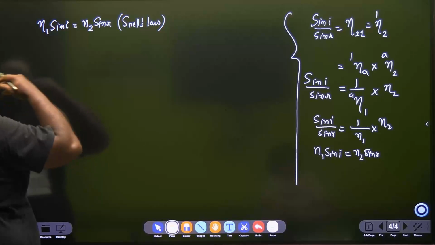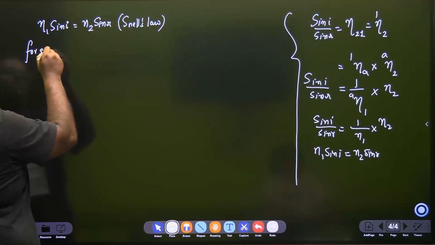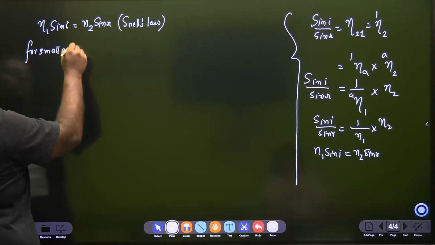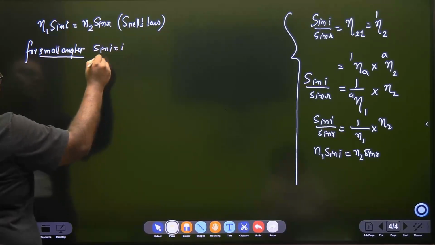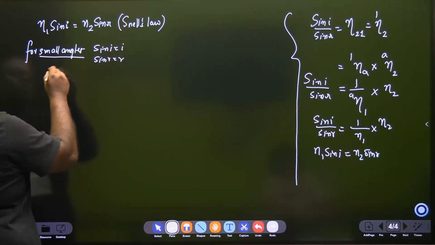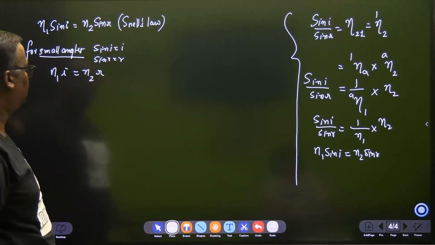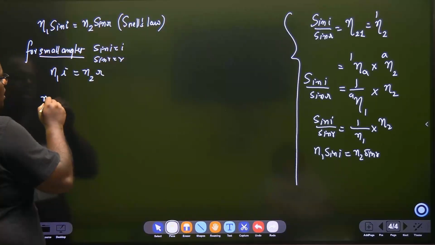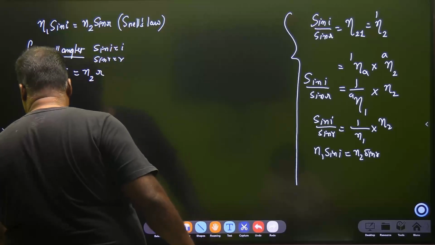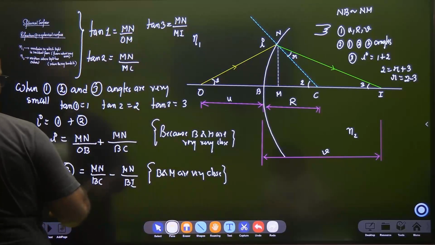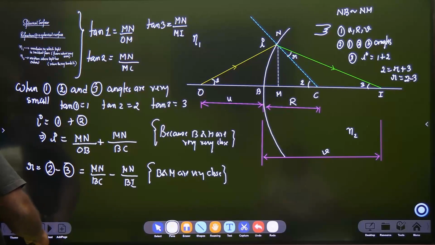Fine. Now, for small angles, sine I is equal to I, sine R is equal to R. So eta 1 I should be equal to eta 2 R. Agreed? So eta 1 into I. So let's look back. What was the value of I? Mn combined, and it is 1 by OB plus 1 by BC.